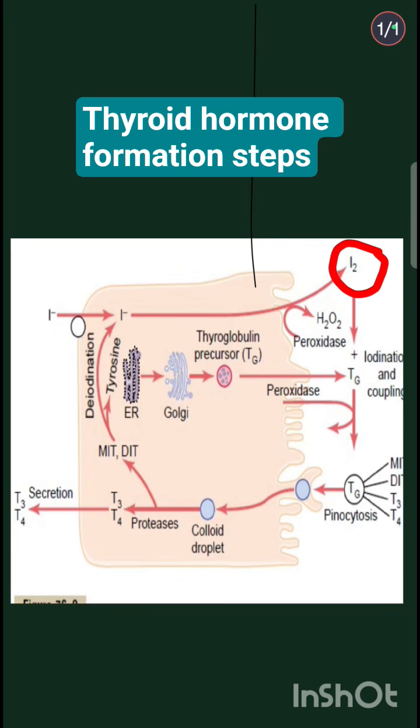Now the next step is formation of the thyroglobulin molecule. Thyroglobulin is a glycoprotein. It is synthesized inside the follicular cell endoplasmic reticulum, then packed into the Golgi apparatus, then in the form of vesicles, it enters into the colloid by the process of exocytosis. So the first step is iodide trapping. The second step is oxidation of iodide into iodine. The third step is formation of thyroglobulin.